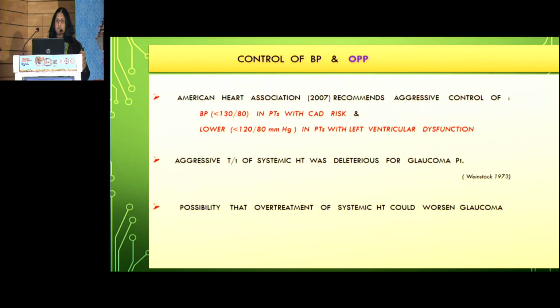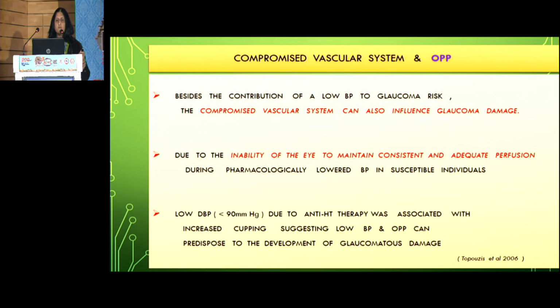The American Heart Association recommends aggressive control of blood pressure in patients with CAD risk and LV dysfunction. However, aggressive treatment of systemic hypertension was deleterious for glaucoma patients, and over-treatment of systemic hypertension could worsen glaucoma. So besides the contribution of low blood pressure to glaucoma risk, the compromised vascular system has the inability of the eye to maintain consistent and adequate perfusion during pharmacologically lowered blood pressure. And low diastolic blood pressures due to antihypertensive therapy were associated with increased cupping.